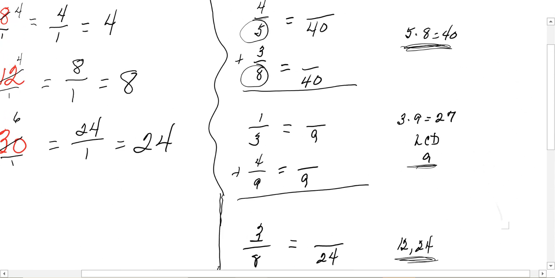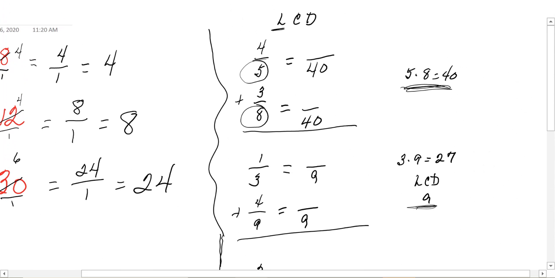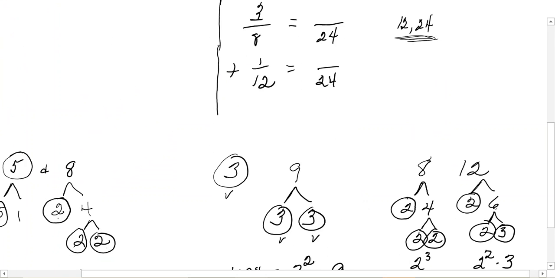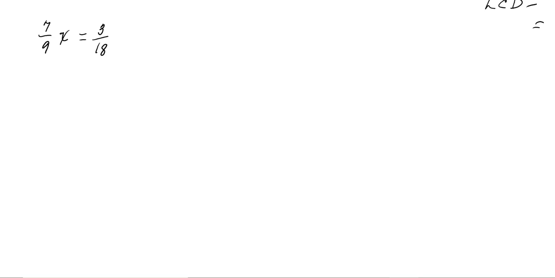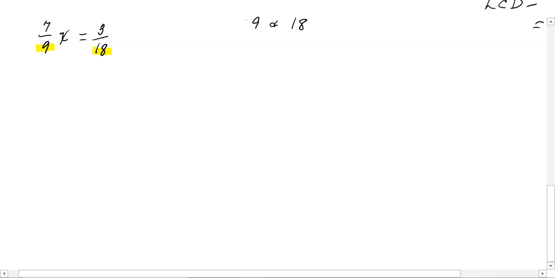But honestly, I use some of these other methods sometimes. Okay, I'm going to go get one of your questions, and then I'll work through it. All right, the first one you sent me looked like this. 7/9 x equals 3/18. The first thing you want to do is just take a look at the denominators. I have 9 and 18. This is a case where 18 is the big one, 9 goes into 18, so the LCD is 18.